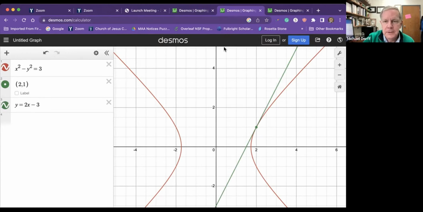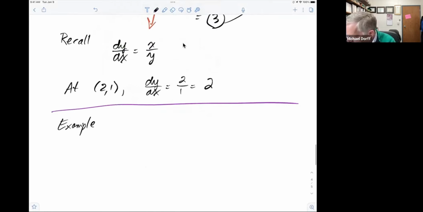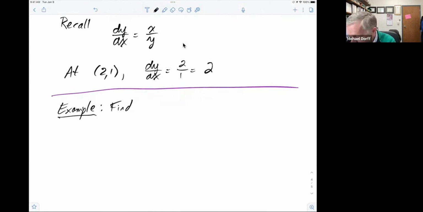Going back now to my iPad, let's do another example. Get back into black here. So we've done 2 examples so far. Let's do a little bit more complicated example, but it's going to be the same type of approach. We're going to find dy/dx. We just have a different equation: 2x squared plus xy minus y squared equals 2.